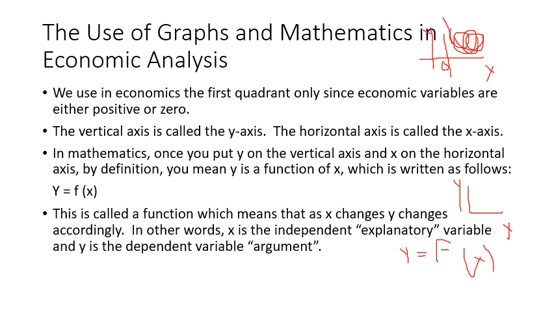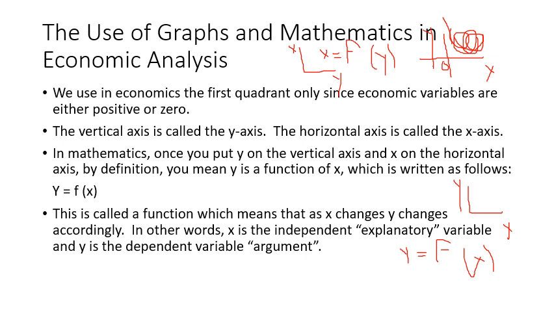But the question is, will it be wrong if I measure y here and x here? There is nothing wrong with it as long as I say in that case that x is a function of y. It is correct. But this is what you keep hearing: the horizontal axis, اللي هي المحور الأفقي, is called the x-axis. In mathematics, now we're talking about facts and figures, once you put y on the vertical axis and x on the horizontal axis, by definition, whether you like it or not, you mean that y is a function of x.